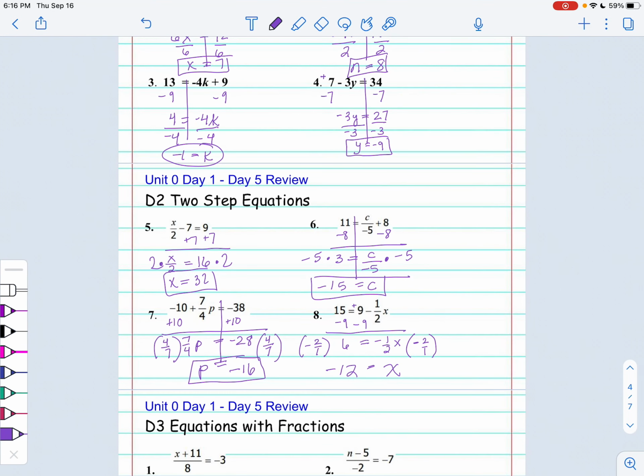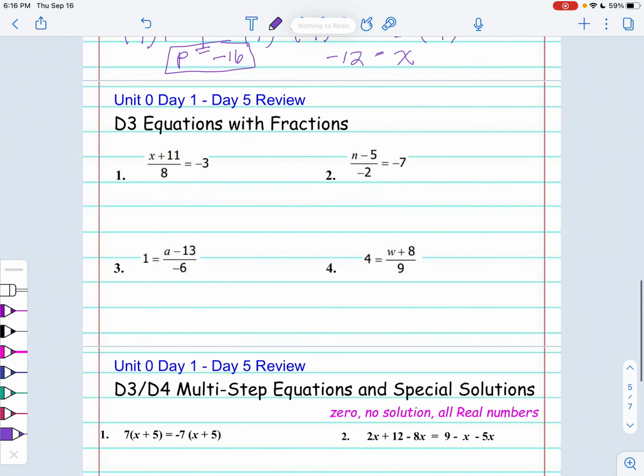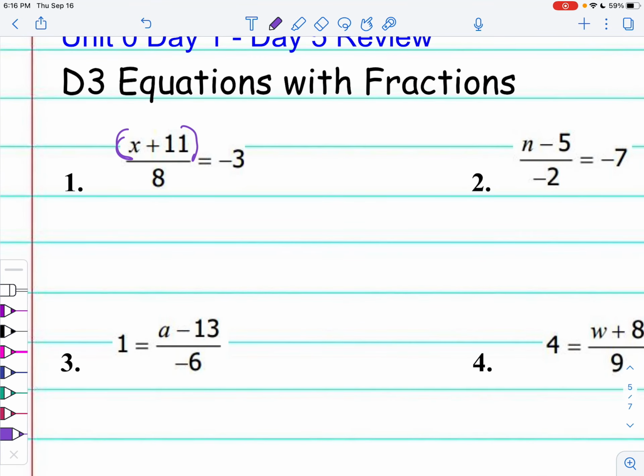Okay, so day 2 had fractions in it, and we're multiplying by the reciprocal. Okay, when we get to day 3, we had some fractions that look like this. And this, when I have x plus 11, for example, in the numerator, that's almost like a parentheses. So before we can actually get rid of it or work on that, we have to get rid of that denominator. So I'm going to start by multiplying both sides by 8. That gets rid of my denominator. And then subtract 11 from both sides.